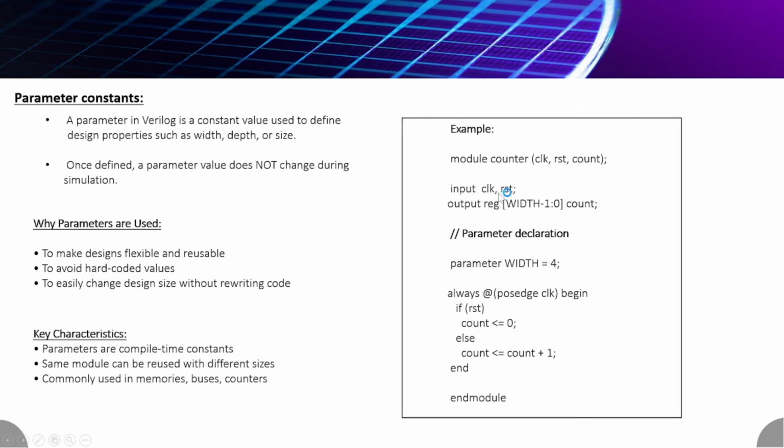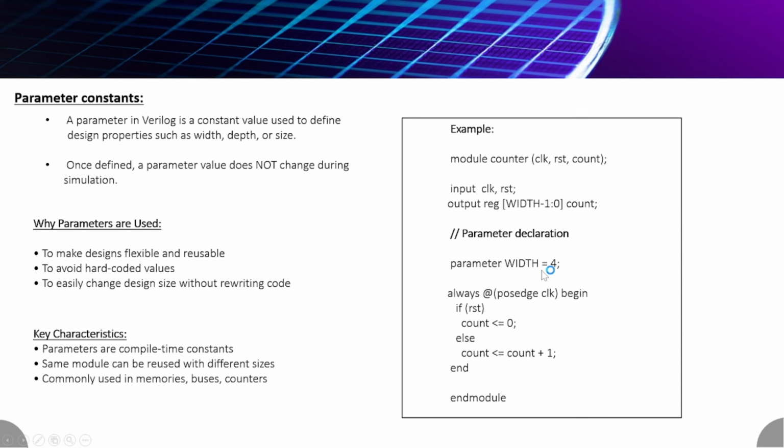This parameter is then used to define the width of the output register count. So count becomes a 4-bit counter. If we want an 8-bit or 16-bit counter, we only need to change the parameter value. The rest of the code remains the same.